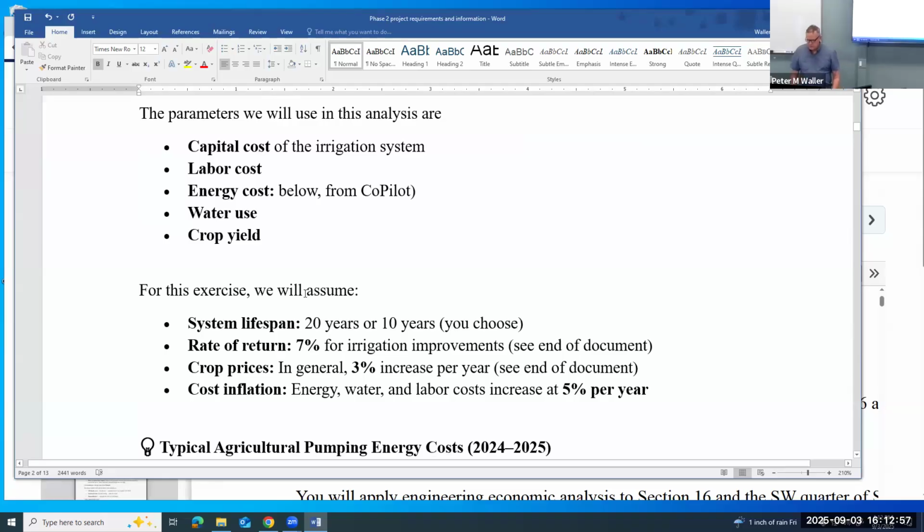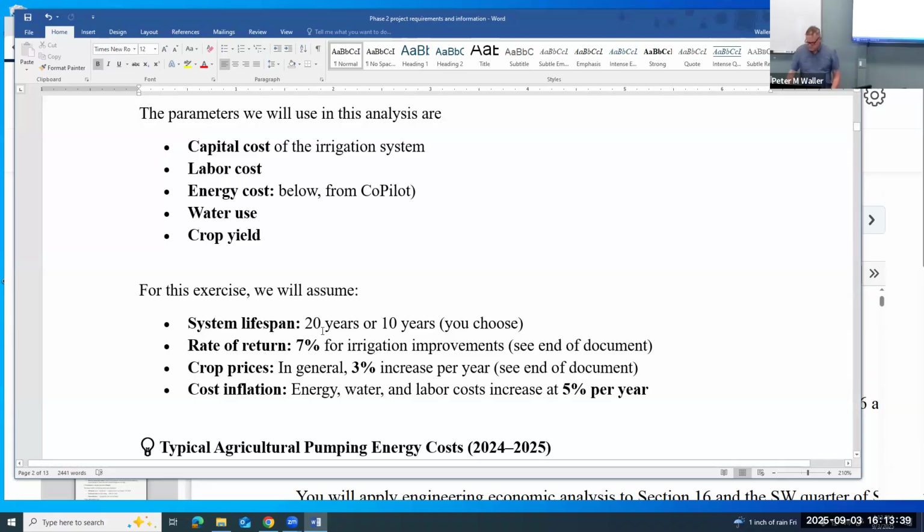Okay, so the parameters we're going to use in the analysis are the capital cost of the irrigation system. I spent several hours today and maybe yesterday looking up costs, so I have all the costs for you. Labor cost, energy cost, water use, and there's a water cost. But actually the energy cost and the water cost are mixed together if you're pumping from a well, because it's the energy cost to pump the water from the well that you're paying for. And then your crop yield, and by that I mean the crop price and how much you're getting for the crop.